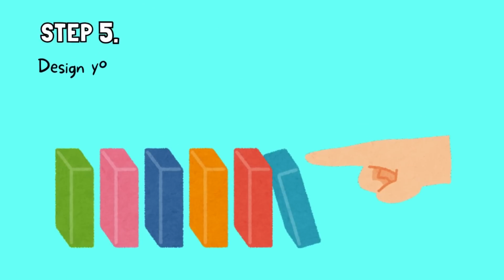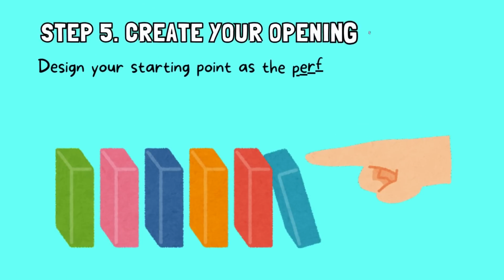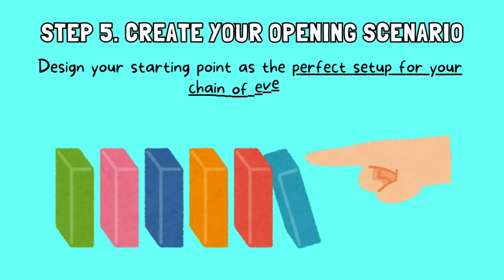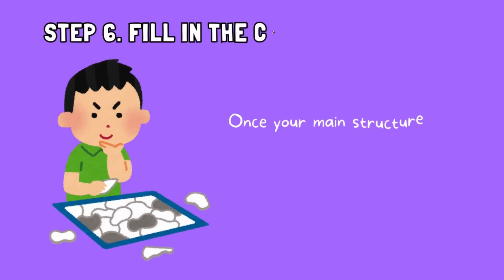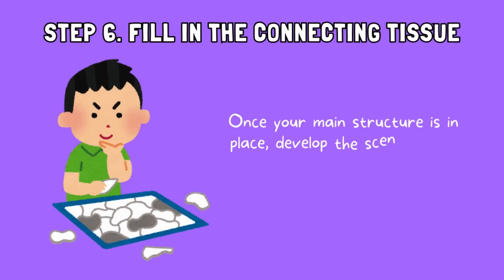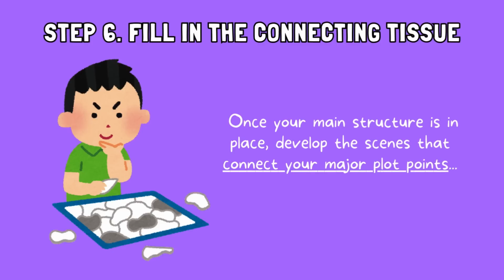Step 5. Create your opening scenario. Design your starting point as the perfect setup for your chain of events, the situation that naturally leads to your first plot point. Step 6. Fill in the connecting tissue. Once your main structure is in place, develop the scenes that connect your major plot points, keeping the cause and effect relationship strong.